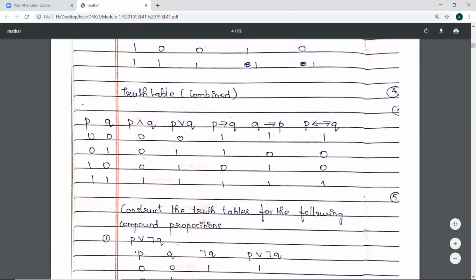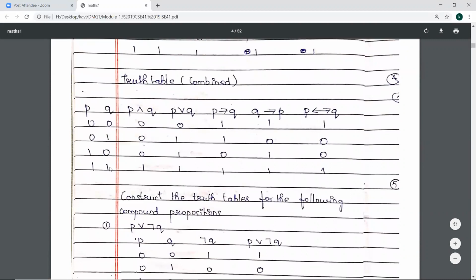So the next truth table is for all the logical connectives. P is given, Q is given. First one is conjunction of the two propositions P and Q. Second is disjunction of P and Q. This is conditional, P implies Q. This one is conditional, Q implies P. The last column is biconditional, P and Q.